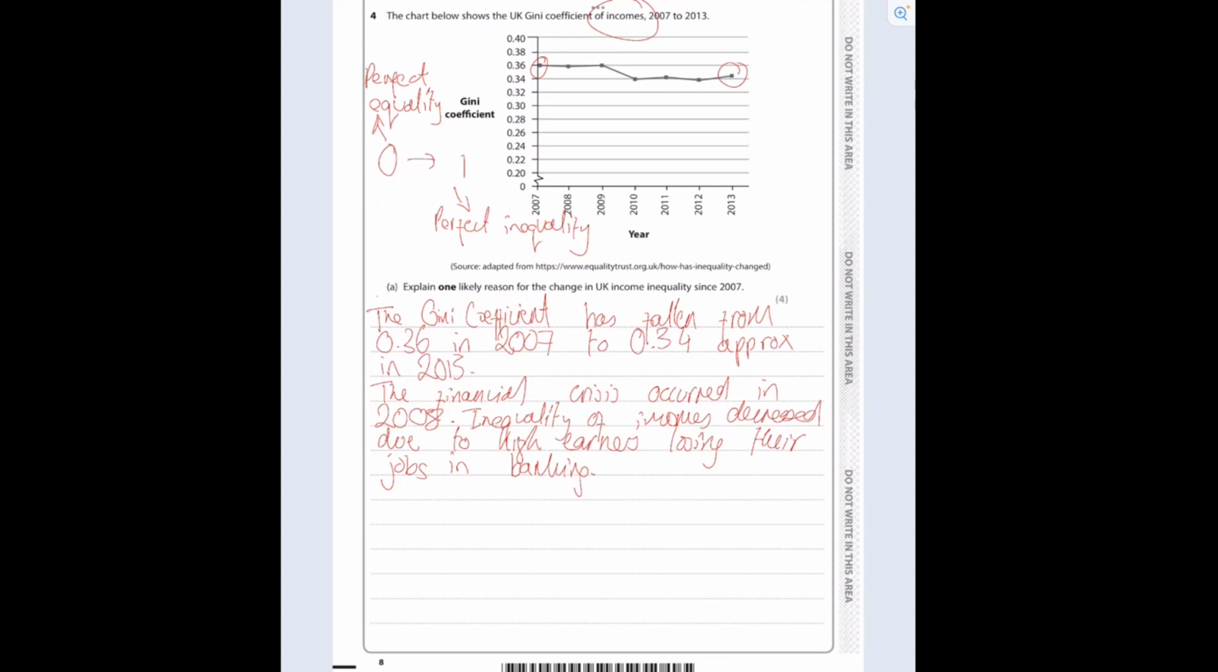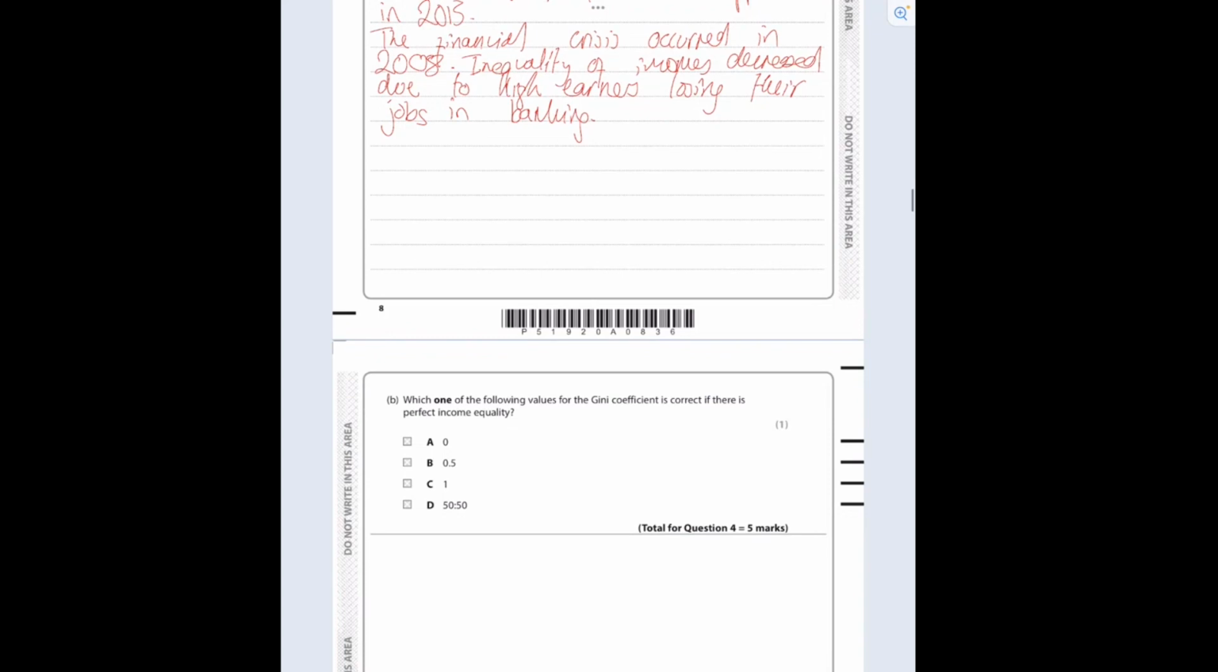I can't see any other way that you'd really spread it, like explain it. I mean, you could talk about benefits, but then there was austerity measures, which meant that benefits in real terms weren't necessarily increasing. So I would go for this one, thinking about the people who had the highest income and who were most impacted by the financial crisis, which are the bankers.